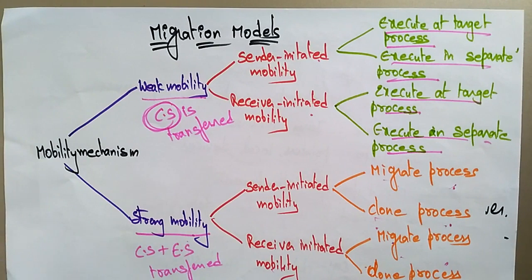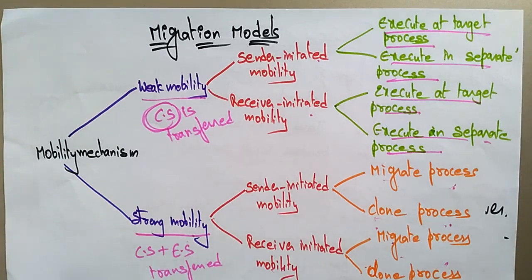So these are the different migration models. The migration models are of two types: weak migration or strong migration. Weak migration may be sender initiated or receiver initiated. In the same way, strong mobility means sender initiated or receiver initiated.